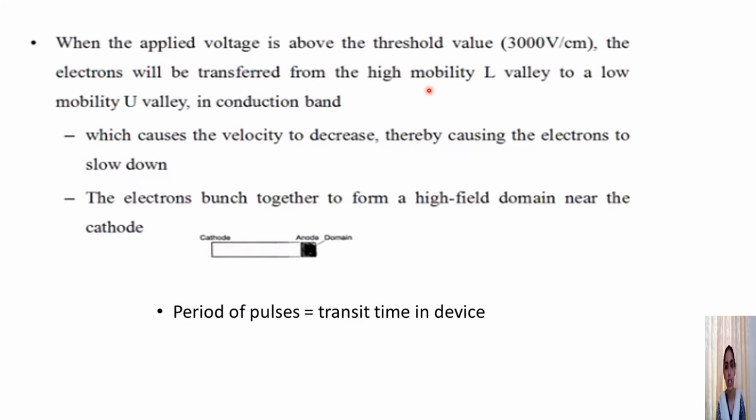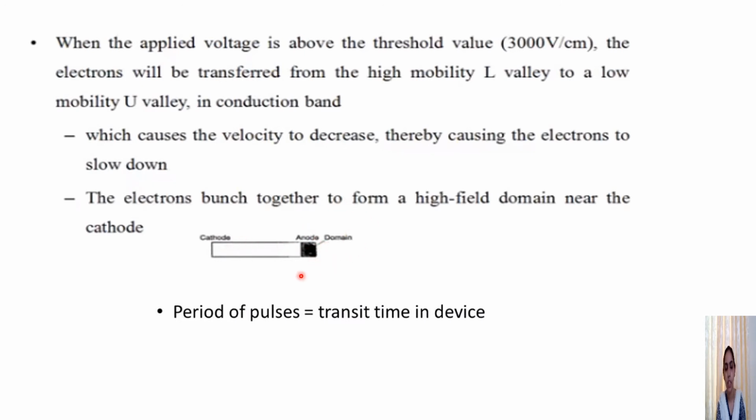So the mobility is getting decreased. That is, from a high mobility lower valley, electrons go to a low mobility upper valley in the conduction band. Therefore the electron velocity decreases, causing the electrons to slow down. Such slowed down electrons form a bunch together and form a very high field domain near the cathode. These high field domains, which form near the cathode, slowly get transferred to the anode, and in such a way one domain is completed.